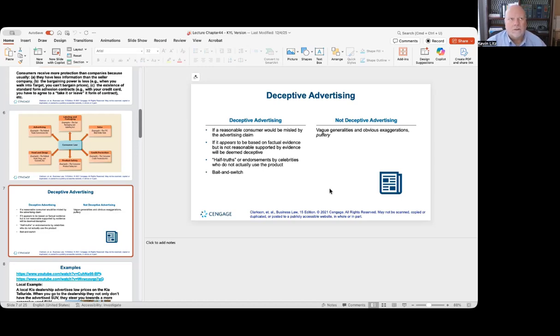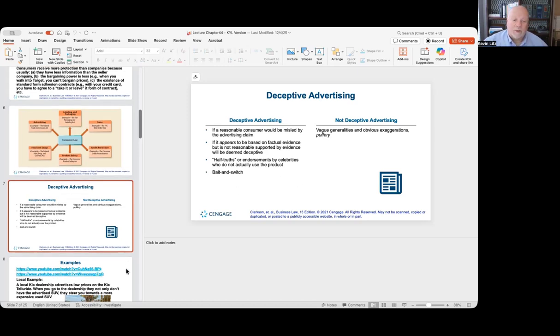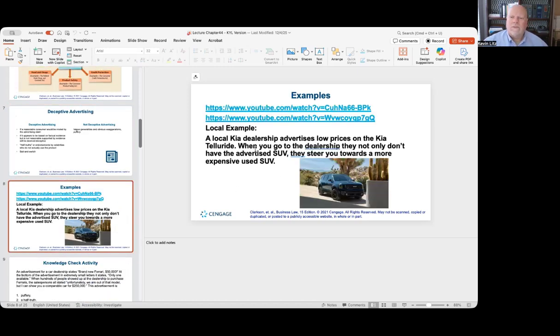Now, when you go buy a car, for example, you're going to hear someone's puffery, oh, this is great, you're going to feel so good in this, and so on. Well, those are just obvious exaggerations, and so they're not necessarily deceptive advertising per se. All right, let's look at three examples. Bear with me.